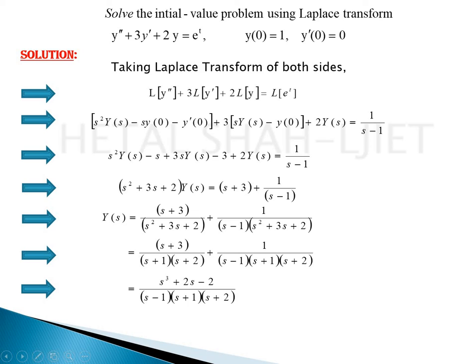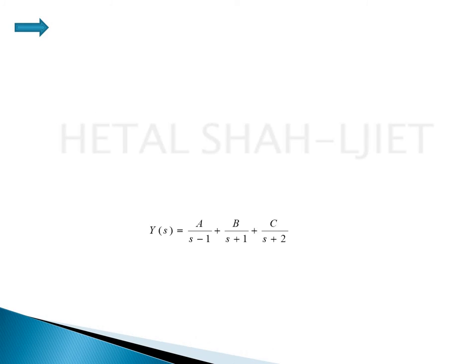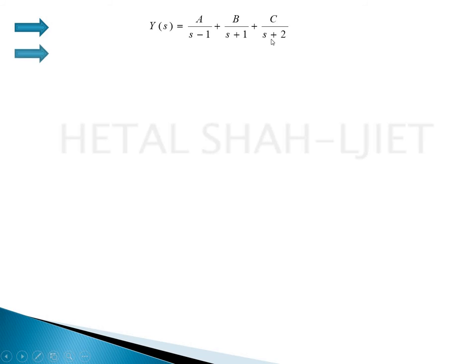Now we want to find the inverse Laplace, but it is not easy to find the inverse Laplace of the right hand side. For that we are using partial fractions, which we already learned in lecture 4 of Laplace transform. So, by using partial fractions, we can write y of s as a upon s minus 1, b upon s plus 1 and c upon s plus 2. By taking LCM and putting the value of y of s on the left hand side, and by cancelling the denominator on both sides, we get this equation 1.